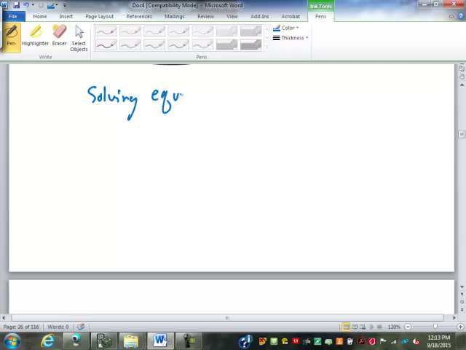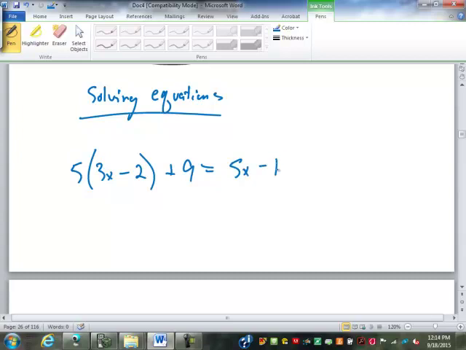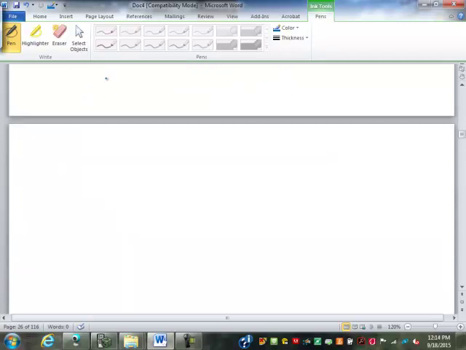Solving equations. You might have equations as complex as this, asked to solve for x. Make sure you know how to do that. Remember our mixture problems with our different concentrations. If I have 12% and 18% and I need 16%, remember how to mix those.